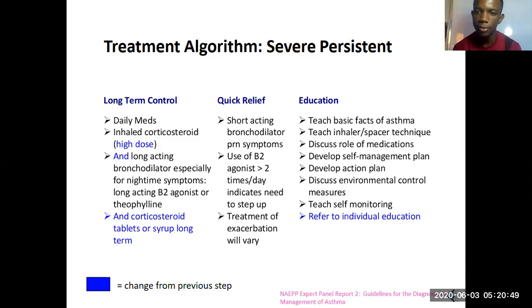Teach the basic facts of asthma, teach the inhaler spacer technique, discuss the role of medication, develop a self-management plan, develop an action plan, discuss the environmental control measures, and teach self-monitoring. Also refer for individual education. With that being said, we come to the end of our lecture on drugs used in the management of asthma.